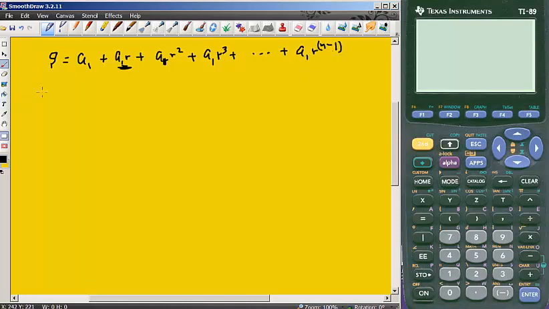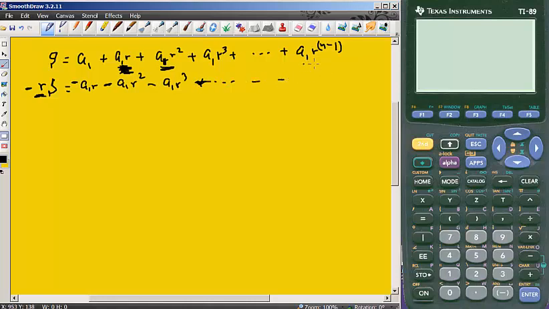Okay, and then what I'm going to do is I'm going to rewrite this, except this time I'm going to multiply everything by r. Okay, so that's going to be a sub 1 times r, and this one's going to be a negative r. I'm going to multiply by negative r. Okay, so when I multiply that, I'm going to get negative a sub 1 times r. When I multiply this by negative r, I'm going to get another negative a sub 1 r squared. When I multiply this by negative r, I'm going to get negative a sub 1 r cubed minus dot dot dot dot.